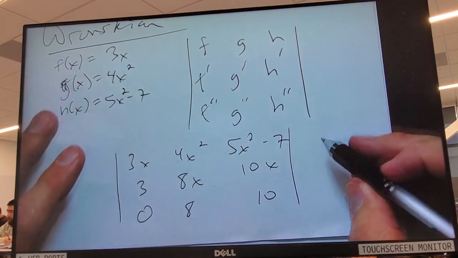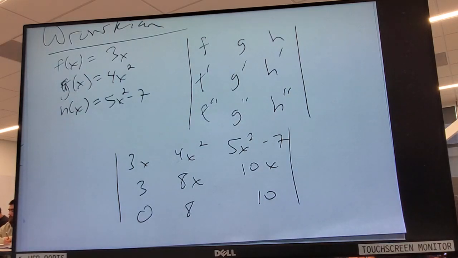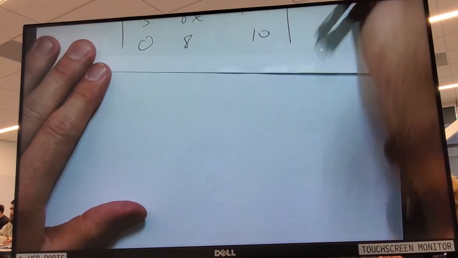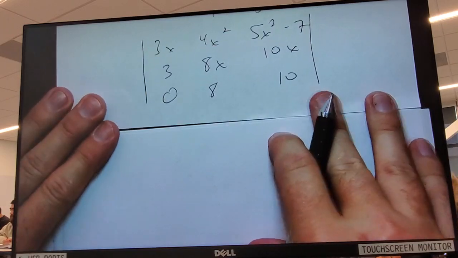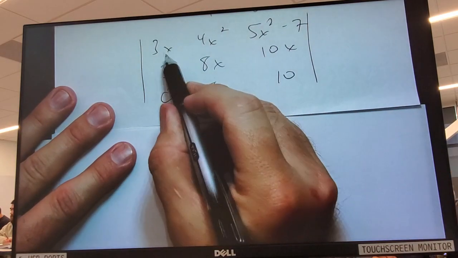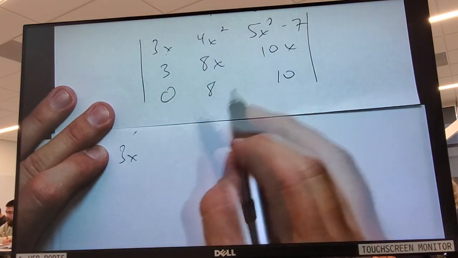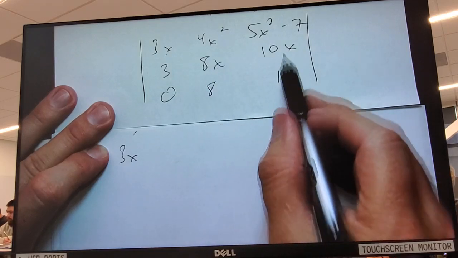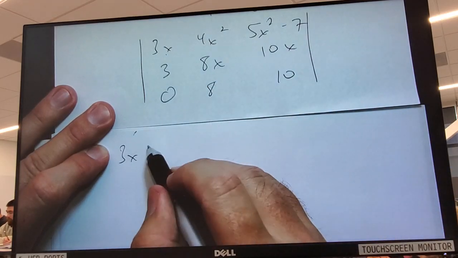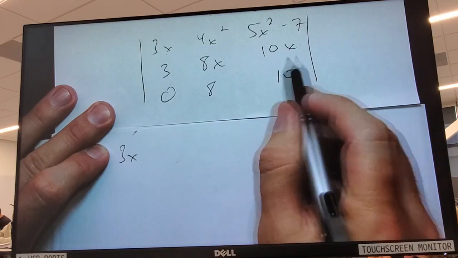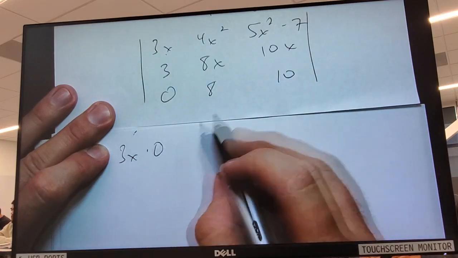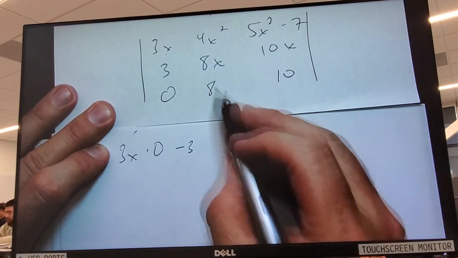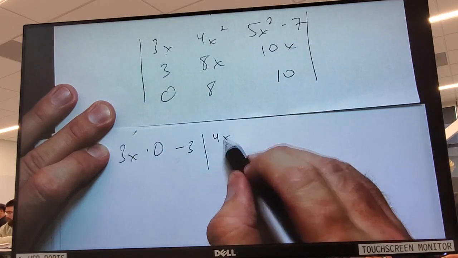So this determinant, do you have a row or a column you want to build it around? First column. So 3x times this determinant. This would be 80x minus 80x. Is that cool? Do you see that? Minus 3 times, let me write this down, this determinant.